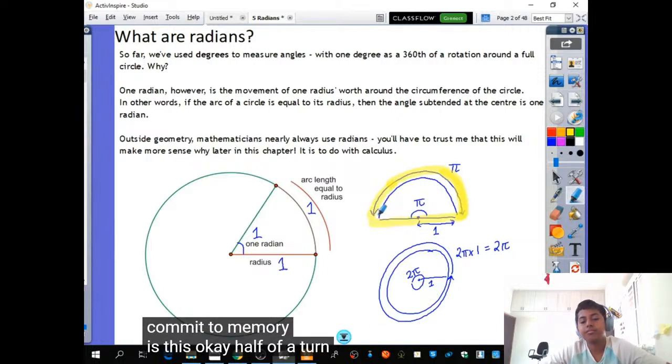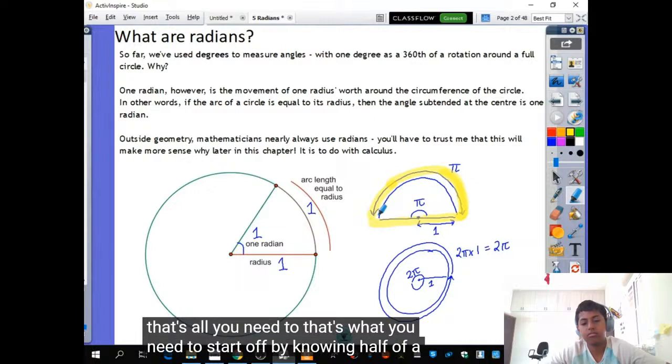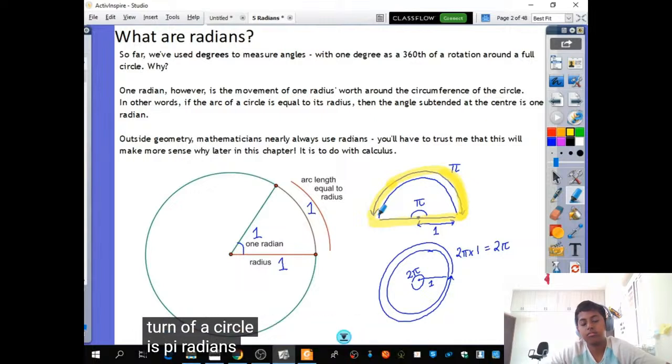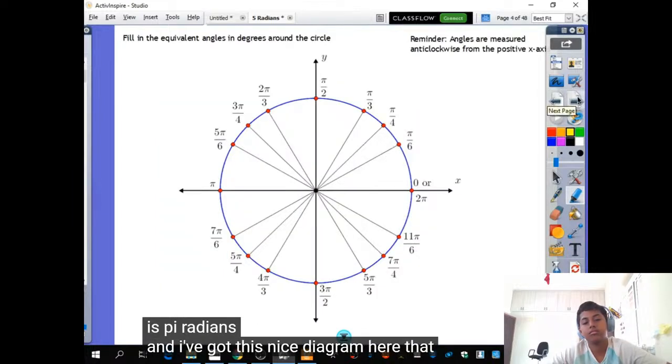Okay? So that's the main thing I want you to commit to memory: half of a turn is pi. That's what you need to start off by knowing. Half of a turn of a circle is pi radians. And I've got this nice diagram here that is going to help us see some of these connections.